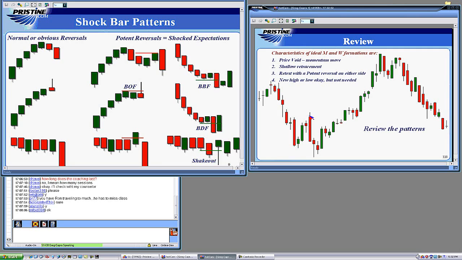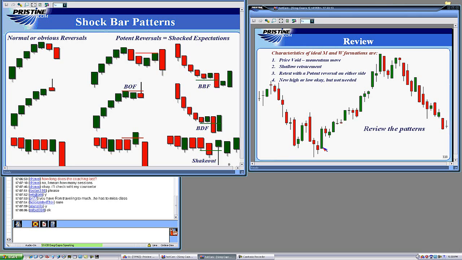There's a review of M and W patterns. You want to see that there's a price void. The retracements from the first low are shallow. We discussed they're usually less than 40%. You get a retest. It may have a new low.